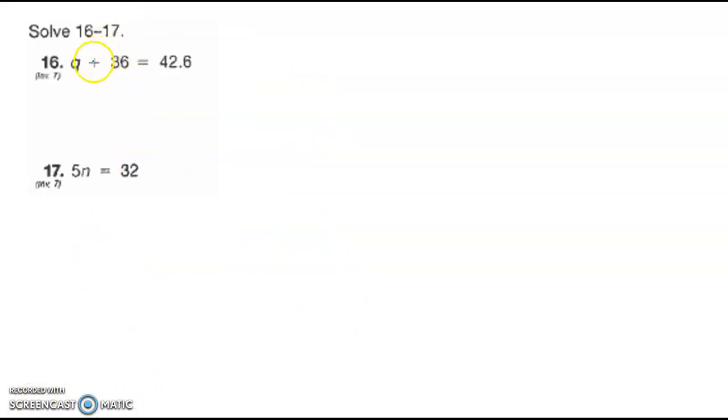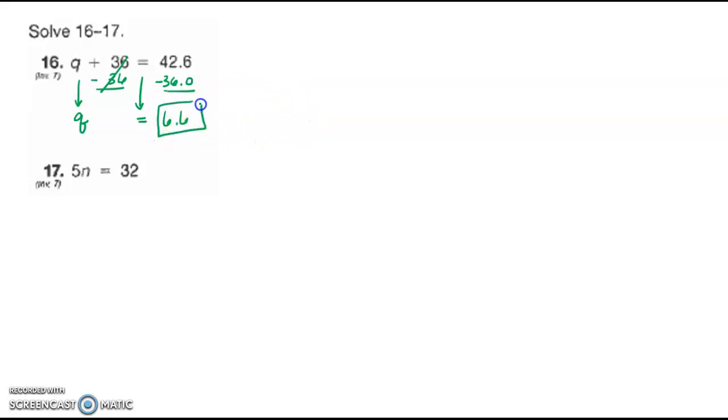Okay. So we're going to solve this. Right now we're adding 36. We're going to subtract 36 from each side. That means this is going to go away. My Q is going to come down. My equals comes down. 42.6, I'm going to use my calculator. 42.6 minus 36 is 6.6.